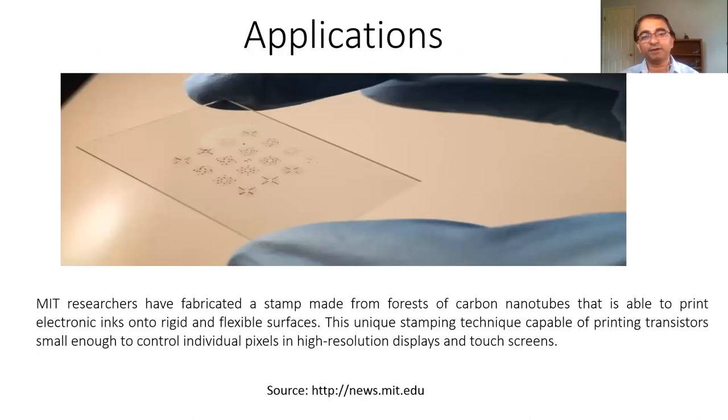I'll show this picture. This is from MIT. MIT researchers have fabricated a new technique called stamping printing. They have developed a stamp. If you are a gazetted officer, you have a stamp for you, and the same stamp works here. With the help of carbon nanotubes, they are able to print electronic inks onto rigid and flexible substrates. This unique stamping technique is capable of printing transistors small enough to control individual pixels in high resolution displays and touch screens.